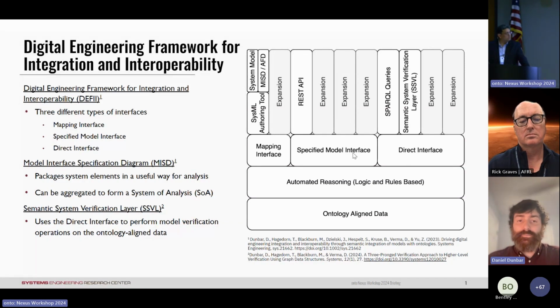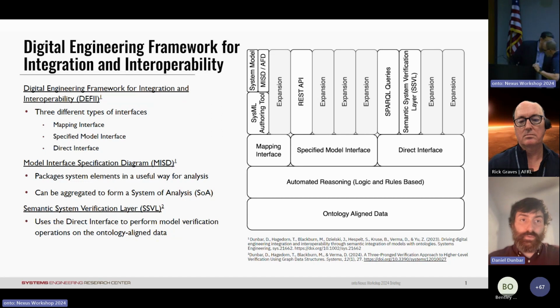And then the last interface that I'll talk about is the direct interface. This gets us to more of core semantic web technologies, things like SPARQL queries, SHACL constraints, lots of different ways of interacting directly with that. I like to relate that to, you have a lot of data analysts that might be very familiar and comfortable with SQL, and they would prefer to access relational databases through SQL. They'll make the reports, they'll send them to people, but they really want direct access to that data. This direct interface gives us ways to use semantic web technologies to build tools that are directly interacting with the ontology-aligned data. And one of those that I'll go over briefly is the semantic system verification layer.